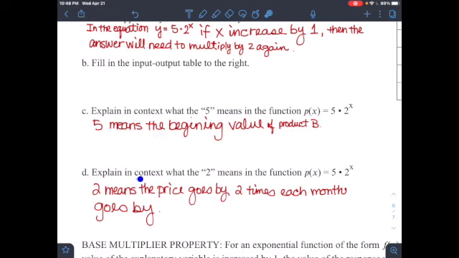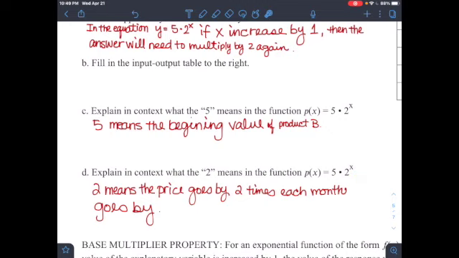So D, explain the context what the 2 means. What 2 means is the price goes up by 2 times each month that goes by. All right. So if x is 1, that means 5 times 2. Again, if it's 2, that's 5 times 2 times 2. So since in this case it is the base, 2 means the price goes up by 2 times. Okay, so it depends on how many they want you to multiply.